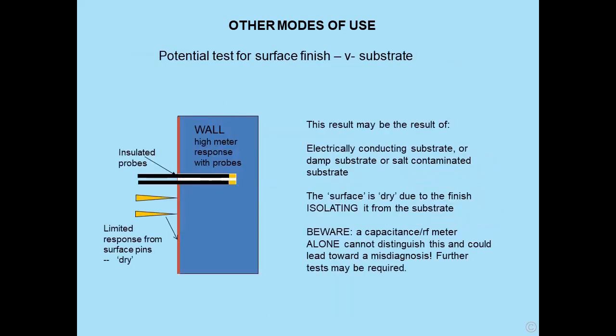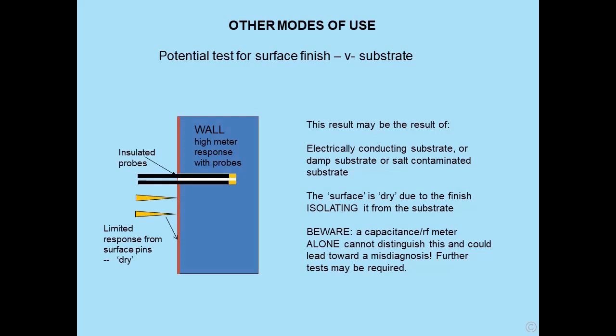Again, other modes of use: potential tests for surface finish versus substrate, again using deep probes. This sort of method is especially useful if you're dealing with a wall that you believe is possibly dry, but contains electrically conducting materials, whatever they may be, whereas the surface could itself be dry. This can be shown by pins. Probably the most common problem here would be a wall that's been damp-proofed, but the surface is shown to be dry by means of pins, whereas deeper in the wall, using deep probes, you've got high readings.